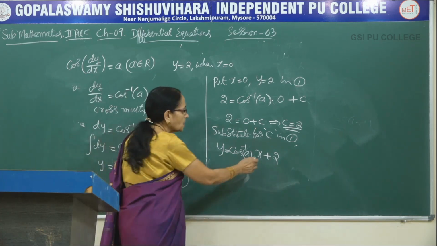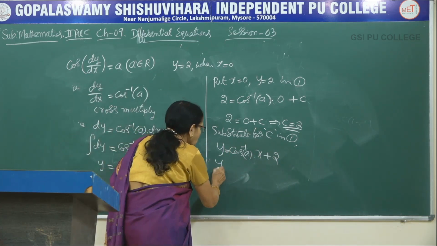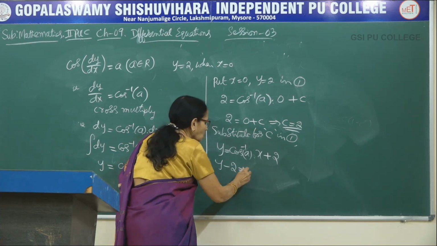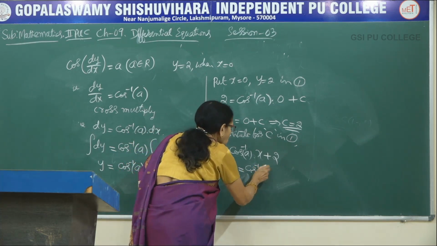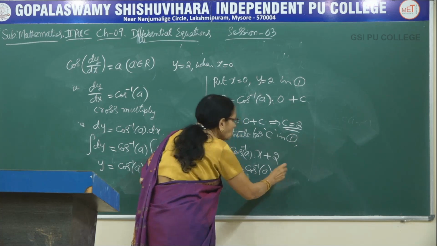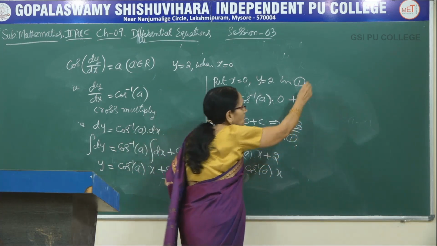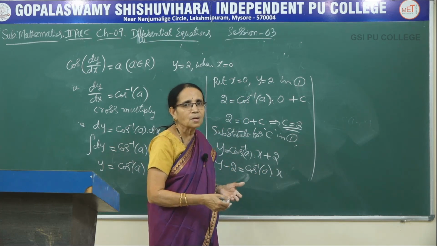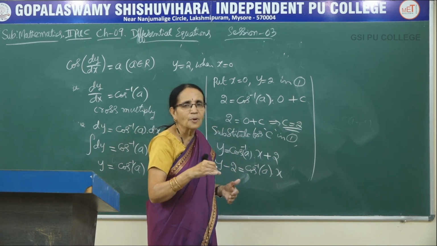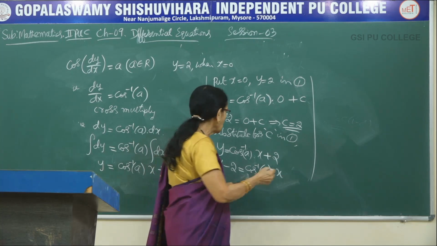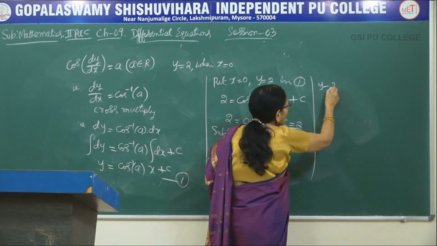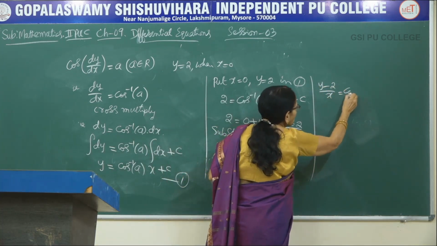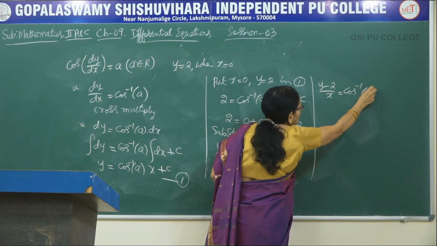How can you do that one? Take 2 to the left hand side, that is y minus 2 equal to cos inverse of A into x. Now this may not be absolutely necessary, I am just trying to write the answer in a better way, in the form where it has been given in the problem. Now that is y minus 2 divided by x equal to cos inverse of A.